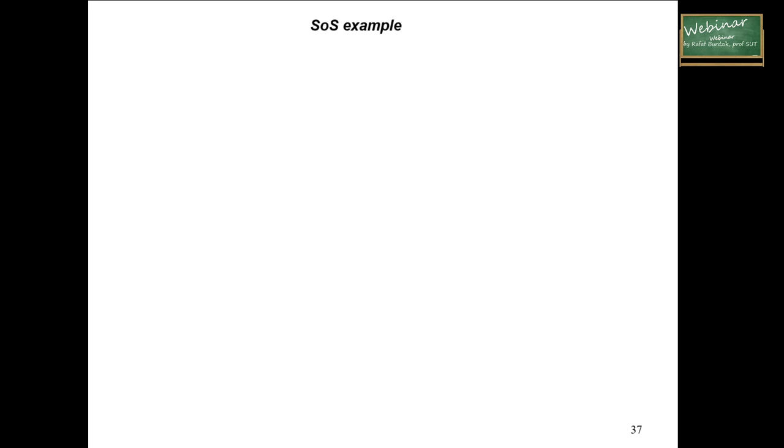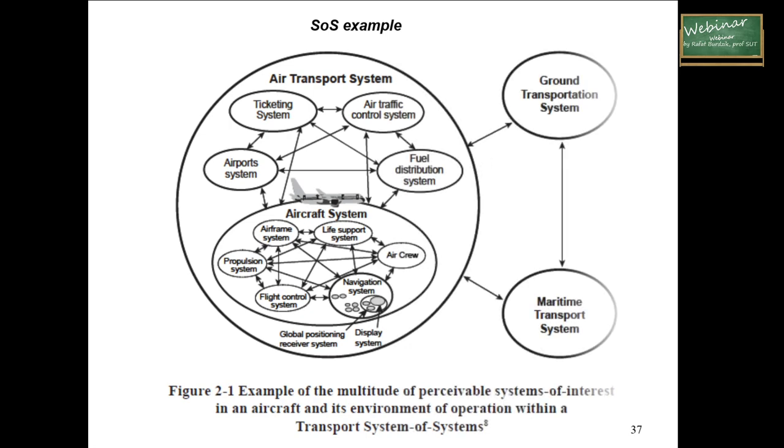I would also like to show you one of the examples of an SoS, a system of systems, straight from the SEBoK handbook. It is an example of the multitude of perceived systems of interest in an aircraft and its environment of operation within the transport system of systems. We've got the aircraft as our core system engineering focus. As you can see, it is a very complex system by itself. We've got the airframe system, propulsion system, flight control system, navigation system, aircrew system, life support system, and many, many more, especially since each single subsystem is also advanced in such a system.